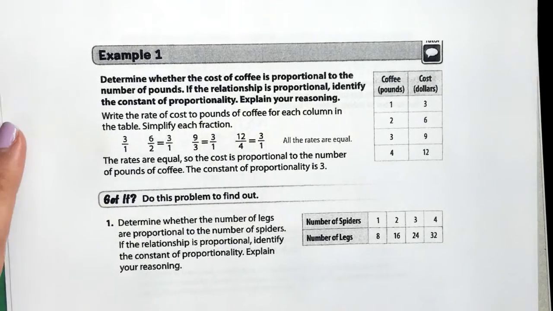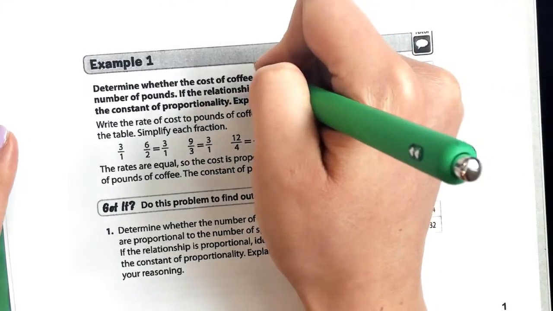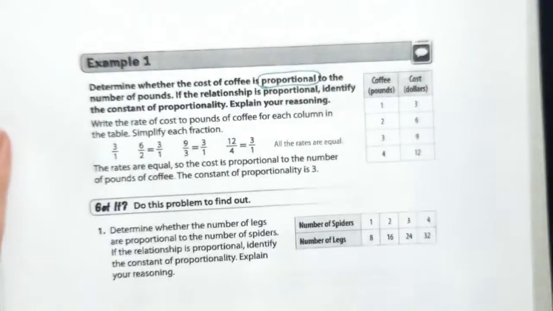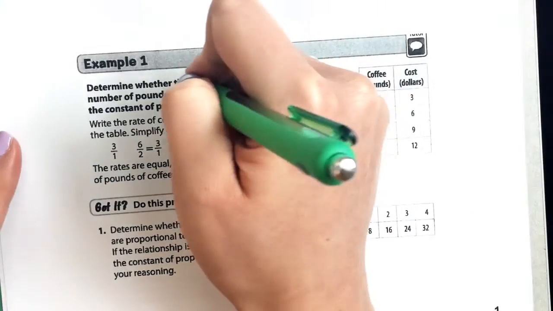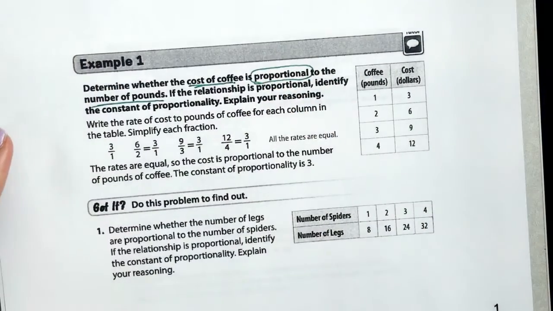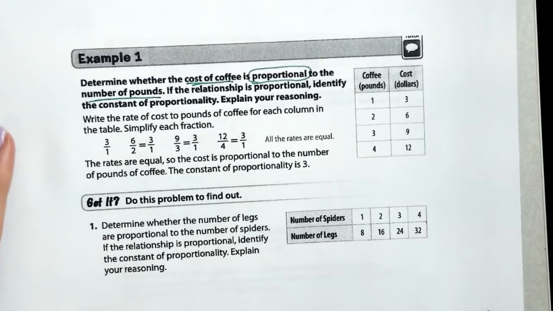When you look at the first example, it says, determine whether the cost of coffee is proportional to the number of pounds. I like to always circle the word proportional in the question when it says, like, determine whether this is proportional. And then I underline what it's talking about right before and what is right behind it. That tells us how we are dividing.